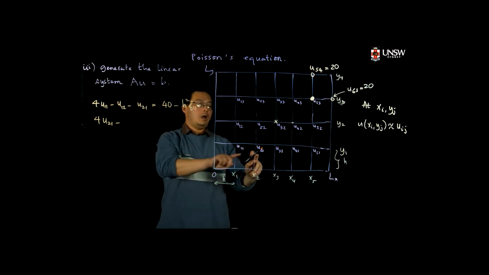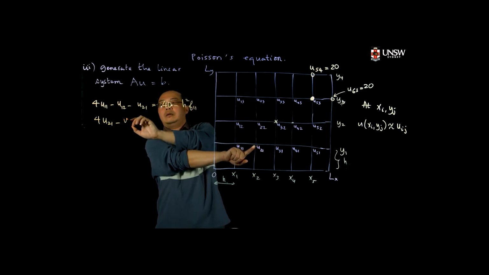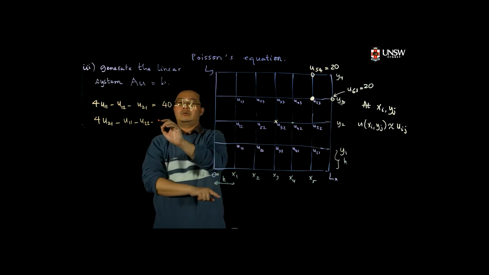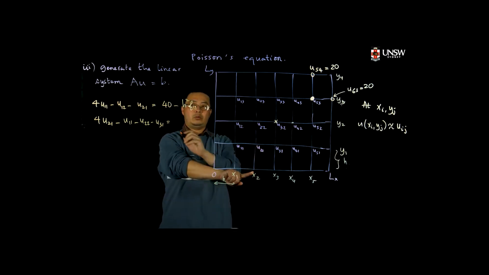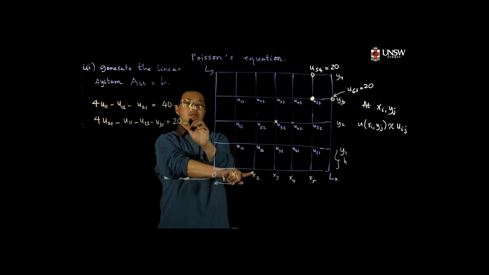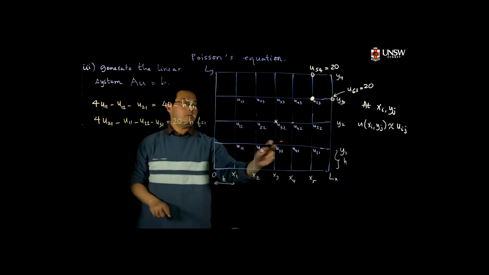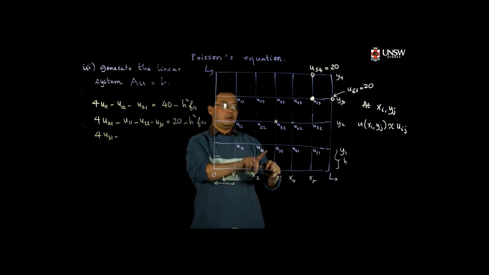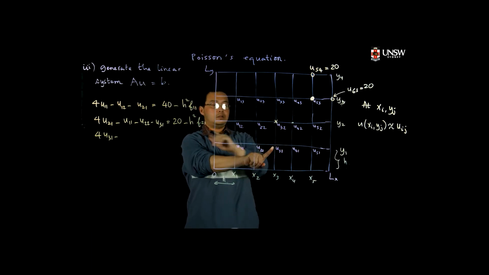And then for the second one, you have 4 U21, and now you have to minus the 3 neighbors. So minus this neighbor U11, then minus U22, and minus U31, and then this one has the value 20, and minus h square f21. And then the next one will be U31, so 4 U31, and then you have 3 unknown neighbors.